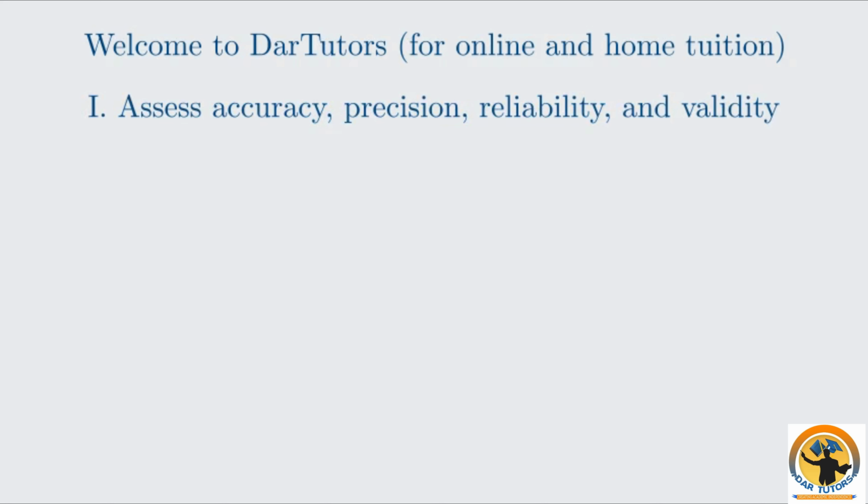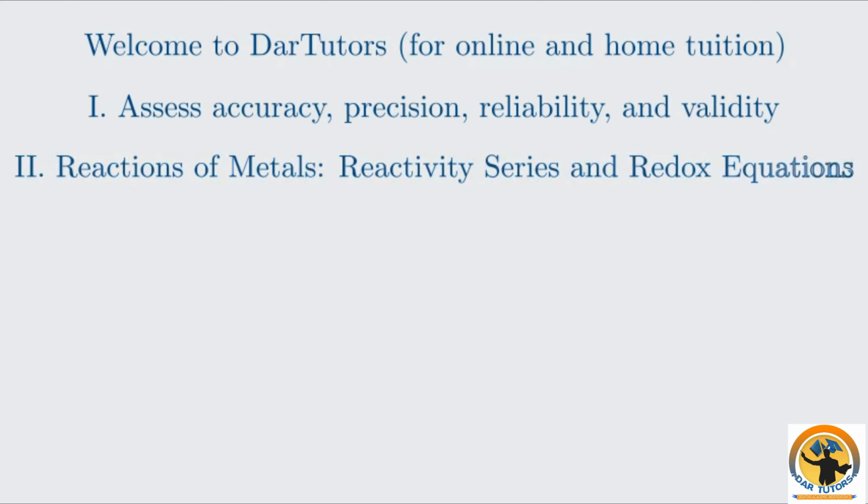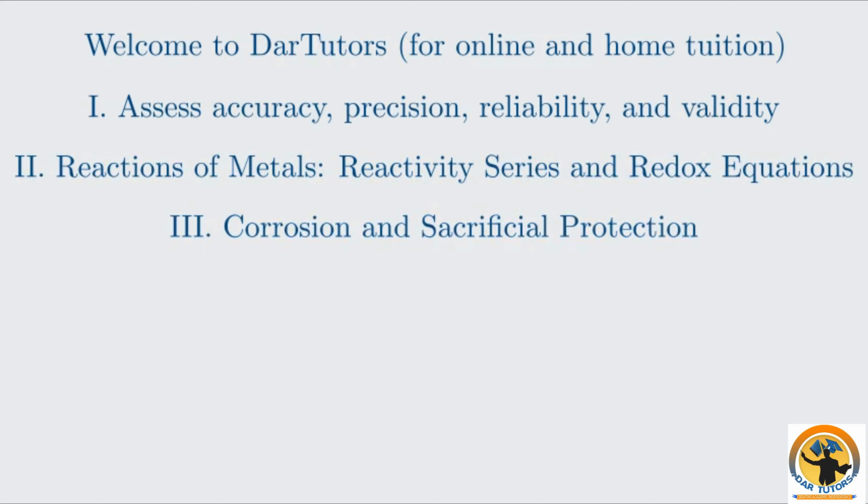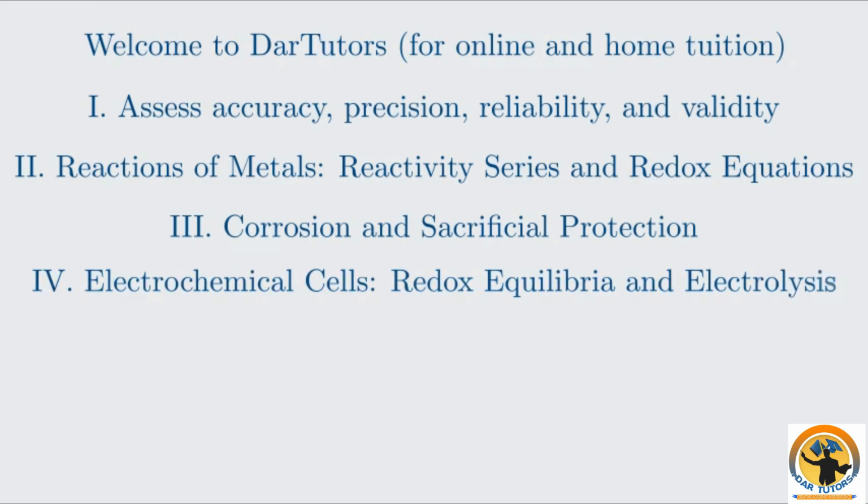Next, we will construct and use a reactivity series, learning how to write and balance redox half equations and full equations in acidic solutions. This section will provide the foundational skills for understanding and predicting chemical reactions. Then we will analyze the process of corrosion and sacrificial protection. Understanding these electrochemical processes is crucial for real-world applications. Finally, we will examine redox equilibria and electrochemical cells, focusing on the electrolysis of molten salts. This will connect our knowledge of electron transfer to the generation and use of electricity.